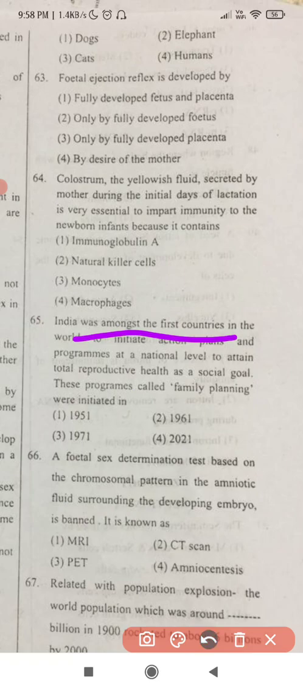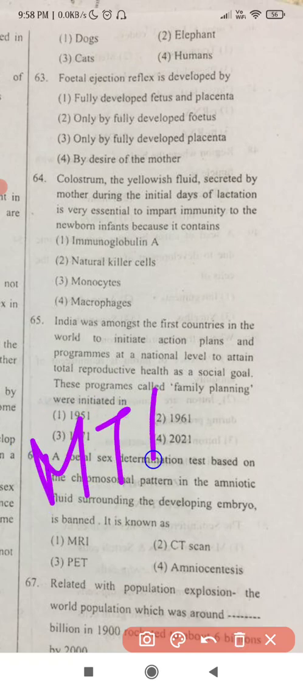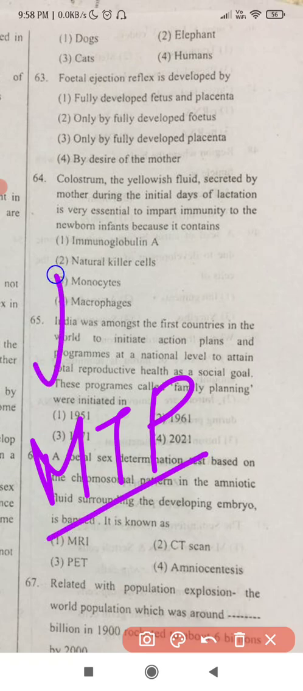India was amongst the first countries in the world to initiate action plans at the national level to attain total reproductive health as a social goal. These programs are called family planning programs. It was initiated in 1951. And in 1971, medical termination of pregnancy, MTP, was legalized.